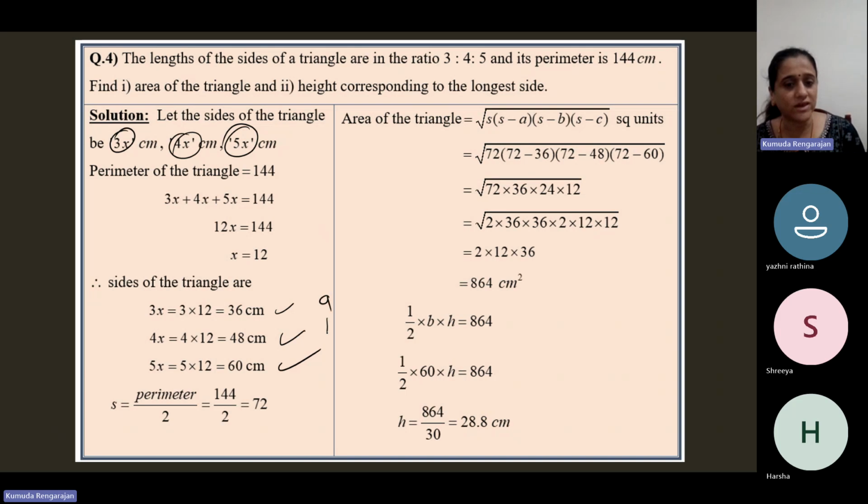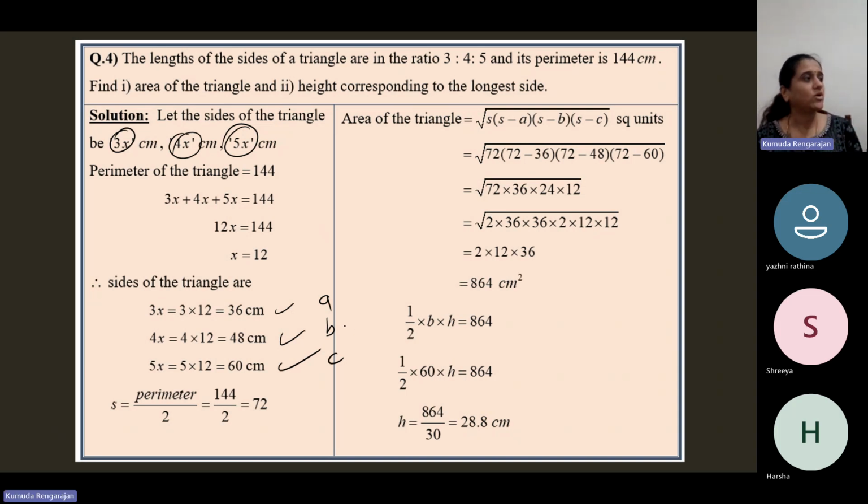So now you have the values of A, B, and C. You have the lengths of the three sides of the triangle. So when you have the ratio, what is that ratio? It's a ratio of the three sides. The three sides are in the ratio 3:4:5. So let the sides be 3x, 4x, 5x.